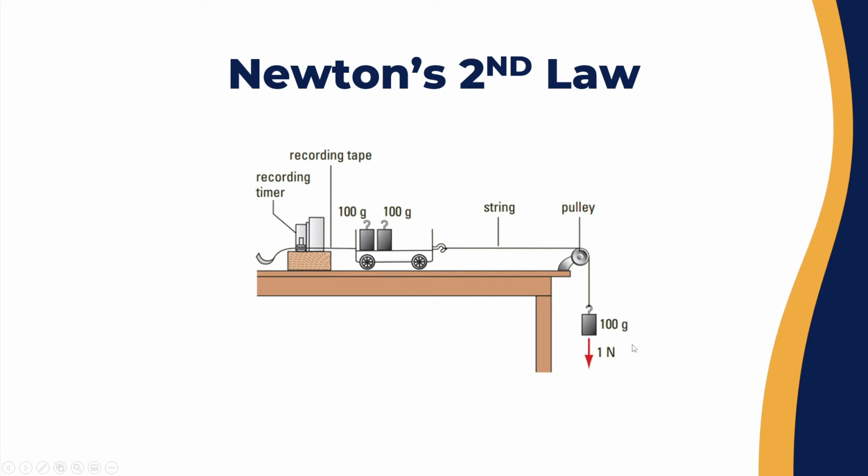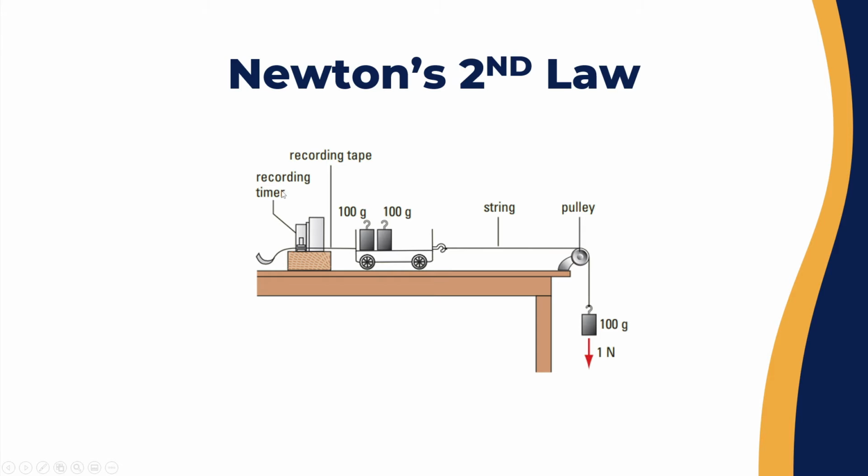Each one of them is 100 grams, and you have a string that's going around the pulley. There's a little hook that you can attach another hook to, at its edge basically. So you bring the cart, you put 200 grams of weight on it, then you put 100 grams hanging over here. Now there's 100 grams pulling downward, and there's 200 grams of weight.